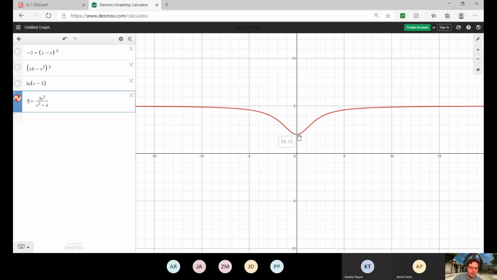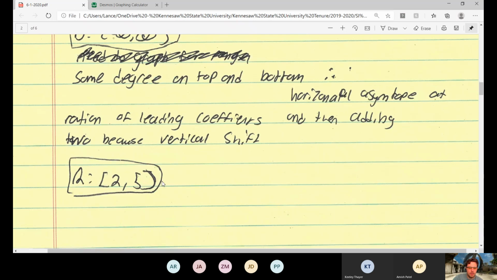And it just shifts this up too. So that's why your range is from 2 to 5. And it never touches 5, but it does touch 2.